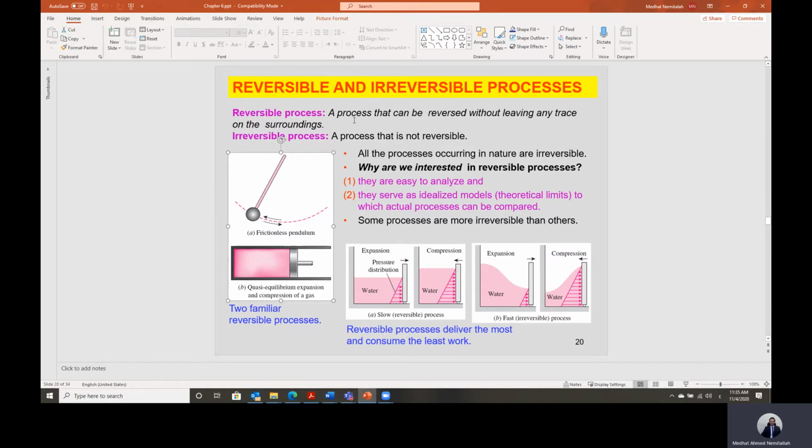This is a reversible process, it is not a real process. It cannot be a real process. We cannot have a process that is reversible. This is just an assumption, okay?